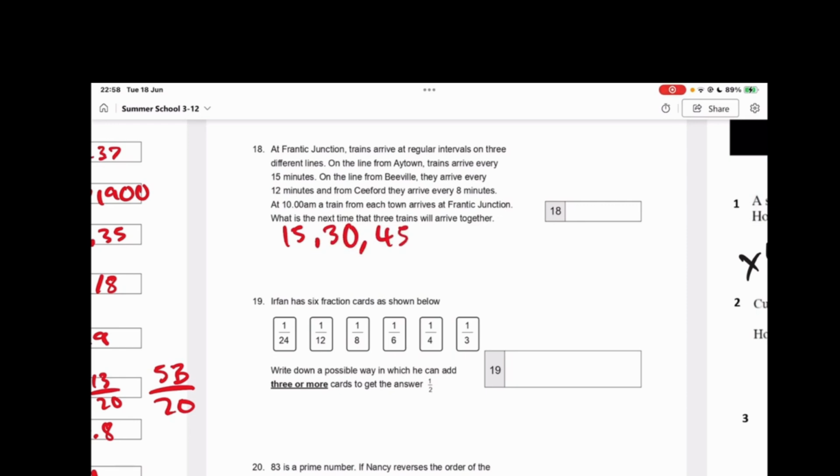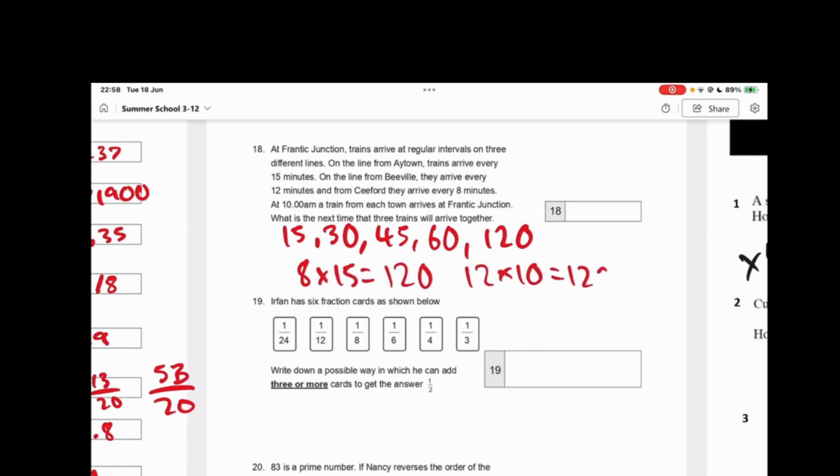Okay, 45 minutes. Okay, I'm thinking, okay, 60. That does not fall into 8. 120 would though. Does 120 fall into 8? Yes, it does. 8 times 15 is 120. 12 times 10 is 120. So that will be the next time, after 120 minutes, which is 2 hours. So 12 p.m.